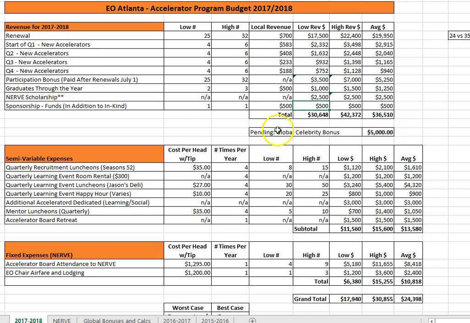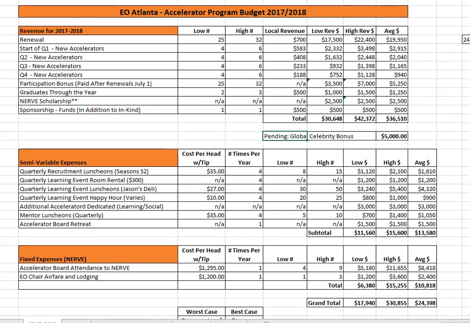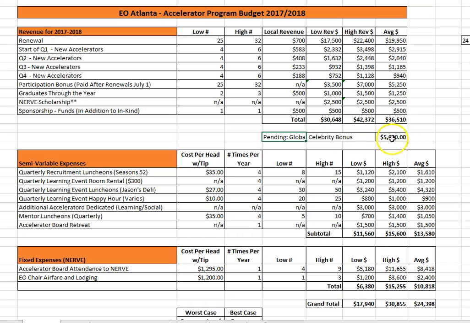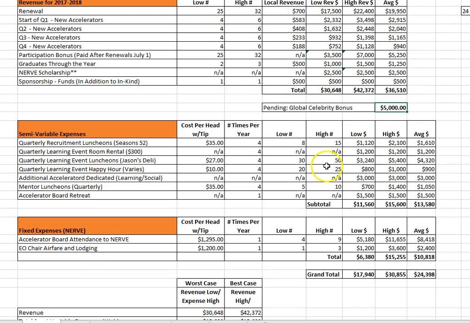All right, and also Celebrity is kind of our version of Peak for Accelerator. We still have some pending items that we're trying to get finalized, and it also includes a number of renewals. That would be an additional $5,000 that would be added to any of these numbers. Okay, so this just gives you a best case, worst case on revenue.